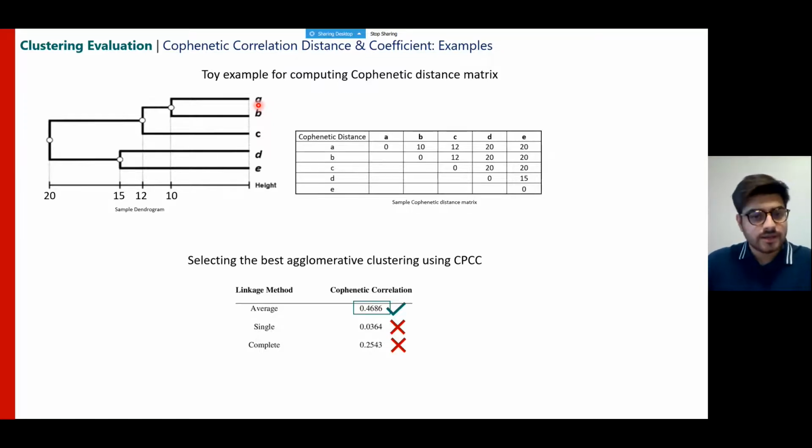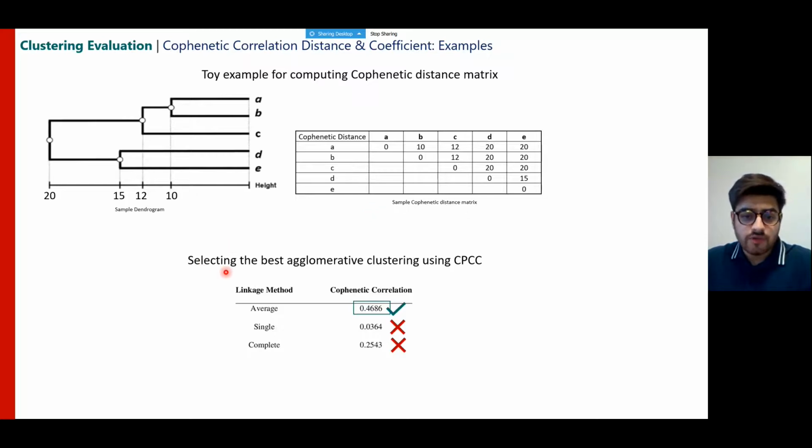It's important to note that the original distance between CB and CA is not necessarily the same, but when we are computing Copernic distances, because they are merged as a cluster with C, the distance between CA and CB will be the same. Similarly, we calculate the Copernic distance for the other points, and we get the Copernic distance matrix. To calculate the coefficient, we then calculate the correlation of this matrix with the original distance matrix.